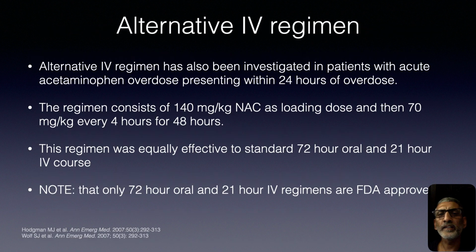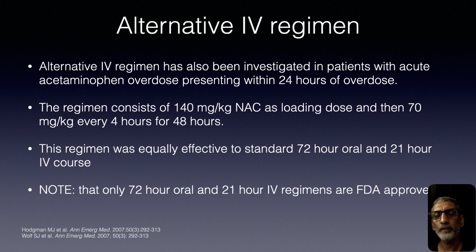As I mentioned earlier about the alternative IV regimen, remember this regimen is not FDA approved. This alternative regimen has been evaluated, and some centers may be using it, a shortened duration of the maintenance dose of the IV acetadote. The regimen basically consists of 140 milligram per kg of the acetadote as a loading dose, followed by 70 milligram per kg every 4 hours for 48 hours instead of 72 hours.